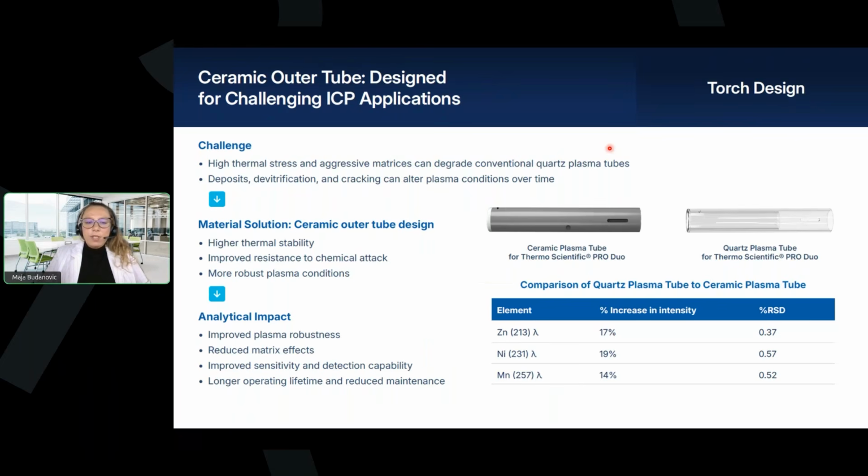So these conditions can lead to what we previously mentioned, the vitrification of quartz, which appears, as you could see on the previous image, as a clouding or crystallization of the outer tube. So for these challenging applications, what you can do is use a ceramic outer tube, because the ceramic material can provide improved resistance to the vitrification itself and also helps to maintain the plasma stability during this high matrix analysis.